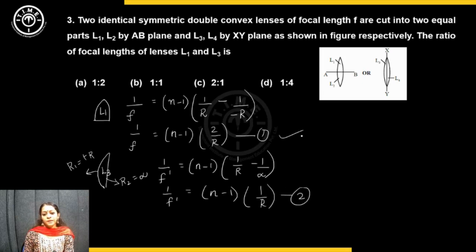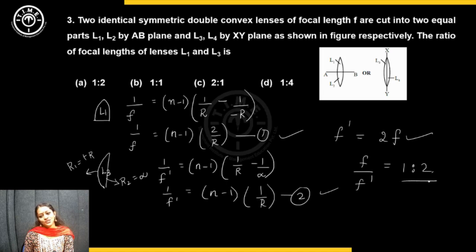So, just compare equation 1 and equation 2. It is very obvious that f' is double f, isn't it? Now, when you take the ratio of focal length of the lenses L1 and L3, you can write f divided by f'. So, from this relation, f divided by f' will give you 1:2. So, the answer for this question is option A.